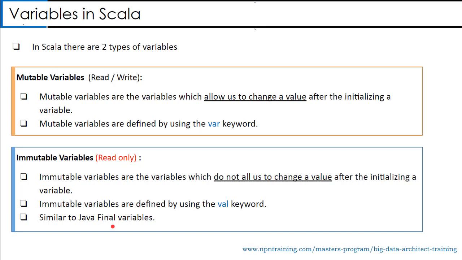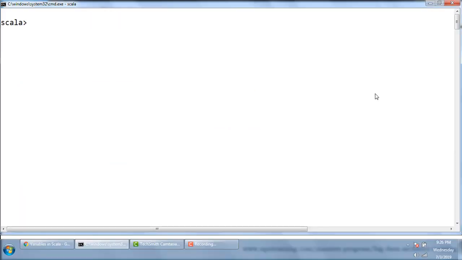Let's get into hands-on. First, let me declare a mutable variable. As I told you, if I want to declare a mutable variable, we will define it with var keyword. Var and the name of the variable, and name it as name, and colon, the type of the variable, equal to, and the value of the variable.